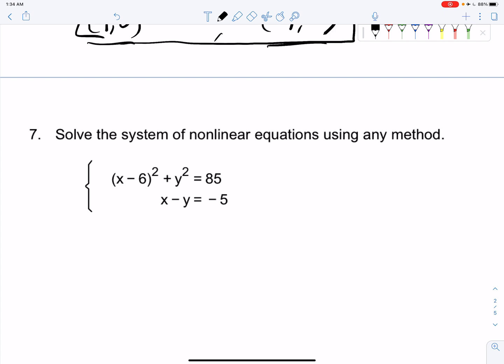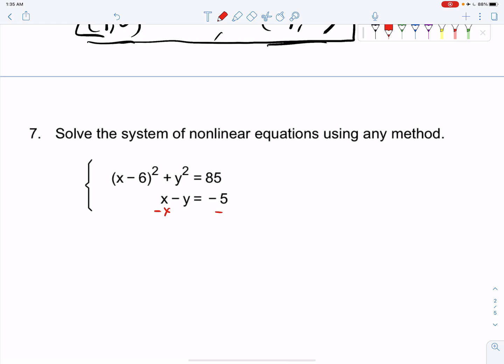Well, I think I just wanted to use substitution. Yeah, I think that's what I'm going to do. So I'm going to go ahead and take this equation right here and solve for y. So I'm going to subtract x on both sides. This gives me negative y equals negative x minus 5. I multiply both sides by negative and I get y equals x plus 5.